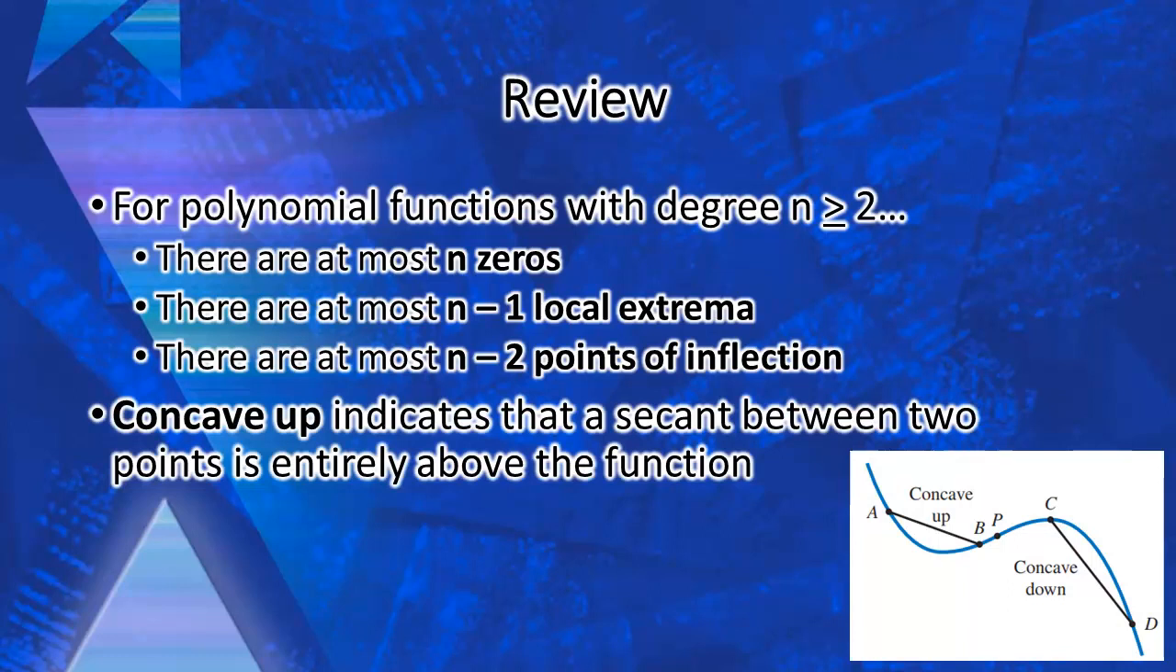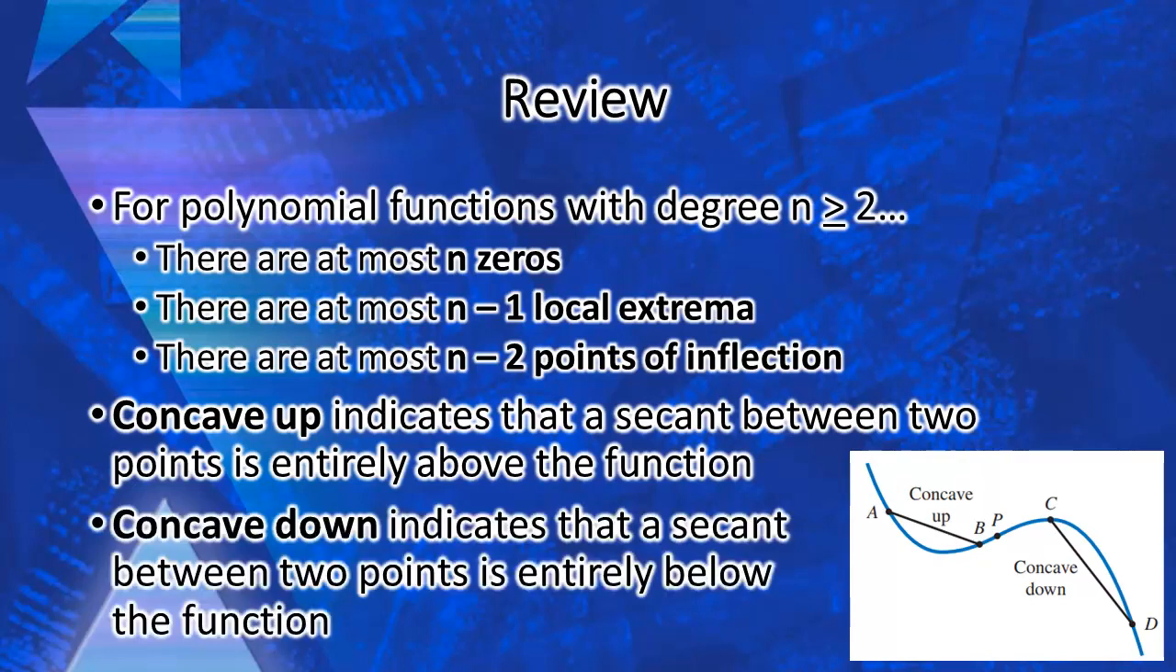If we have 2 points and we draw a secant between those 2 points, if the entire secant line is above my graph, then that portion of my graph is concave up. If the entire secant is below my graph, then that portion of my graph is concave down. If it crosses over my graph, then that means that I'm neither concave up nor concave down. I've switched from one to the other.